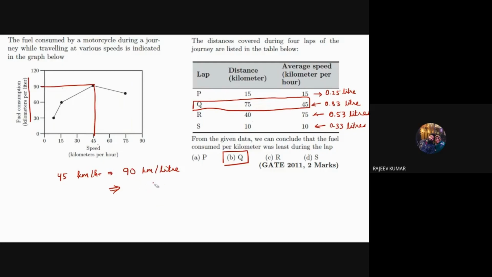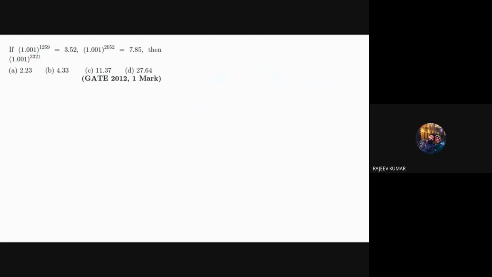If you take the reciprocal of this, you get 1 by 90 liters per kilometer for 45 kilometers per hour. And this will be the least value out of all these values, and that is what is being asked in the question: fuel consumed per kilometer. Understood? Okay, moving on to this one. This is a pretty simple question asked in 2012.